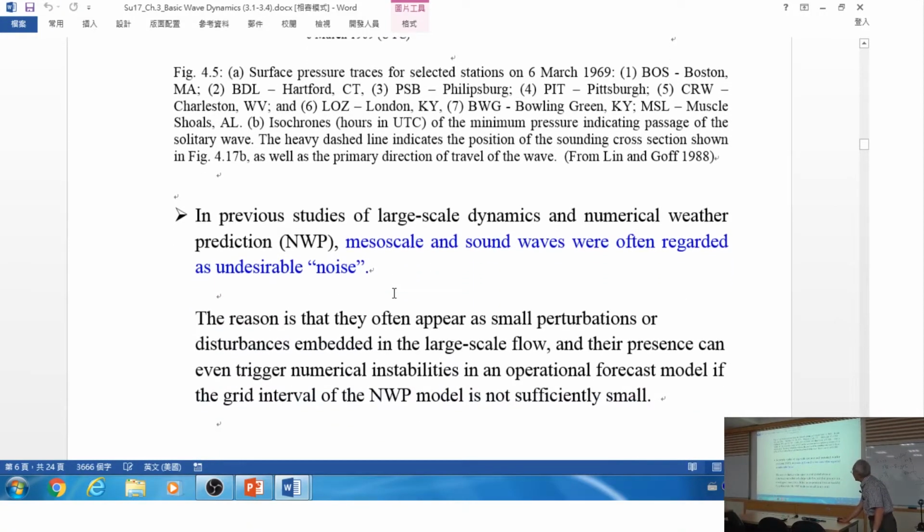So in the past, people tried to get rid of those mesoscale and sound waves in the model. But instead, we try to keep them, except sound waves. Sound waves give us trouble in modeling, but they don't give us trouble in the real atmosphere. Otherwise, you guys would be in trouble.